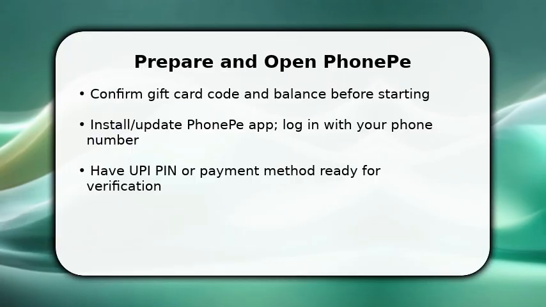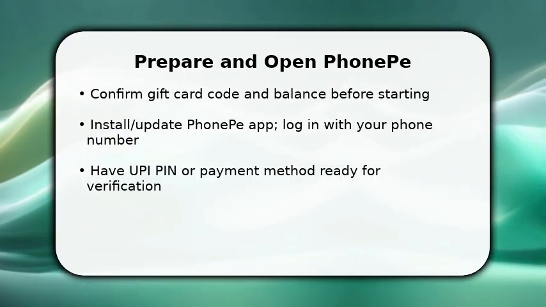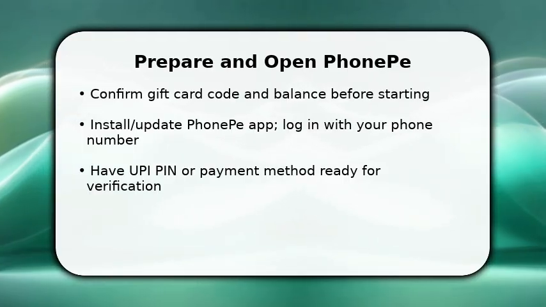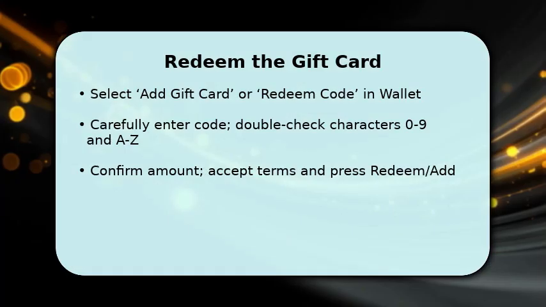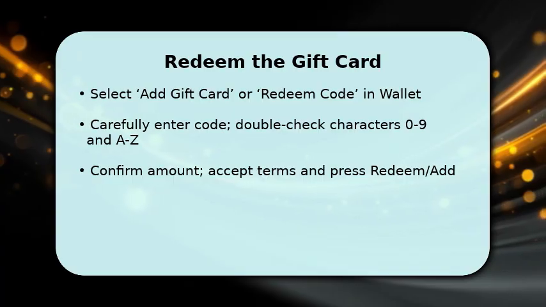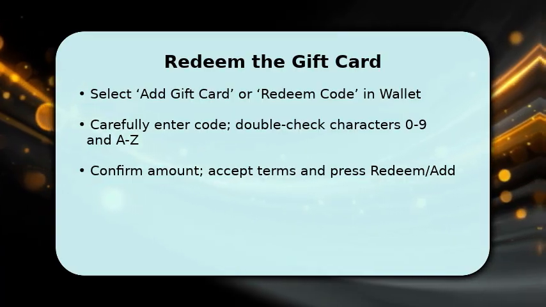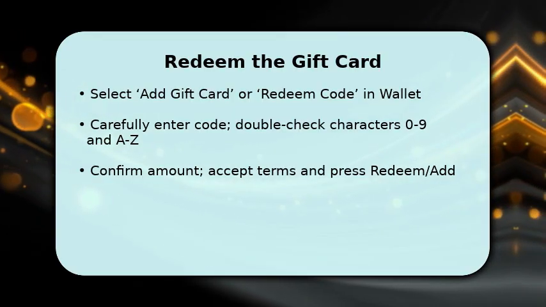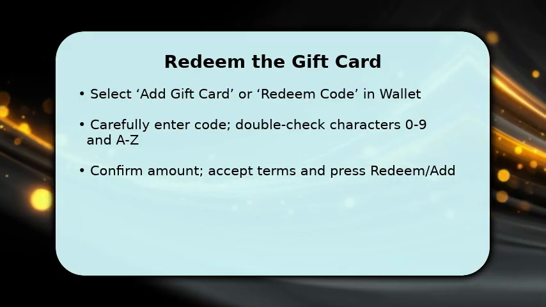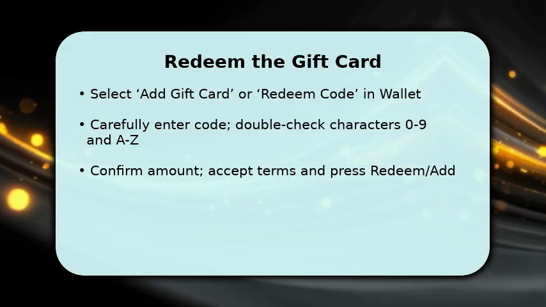Make sure your network is stable and keep your UPI PIN or linked payment method close because the app may request verification during the add process. Now you'll redeem. Navigate to Wallet or Gift Cards and choose Add Gift Card or Redeem Code. You must type the code exactly, avoid confusing 0 and O or 1 and I, because a mistyped character will fail. After entering the code, the app validates the balance.